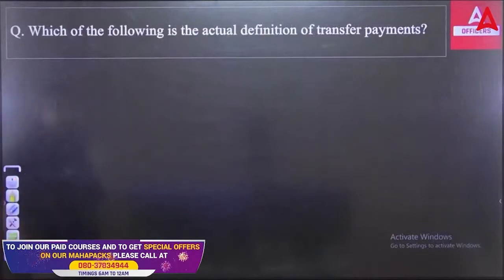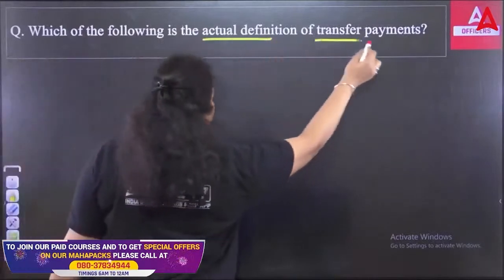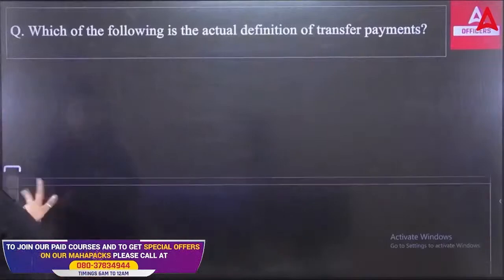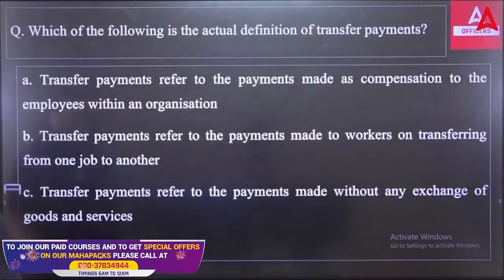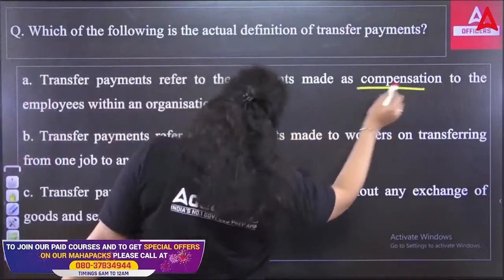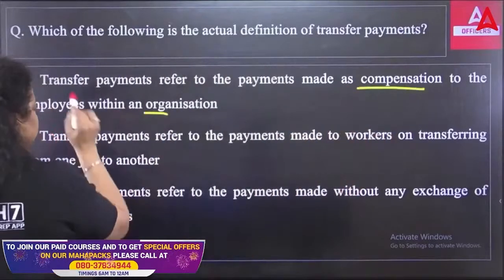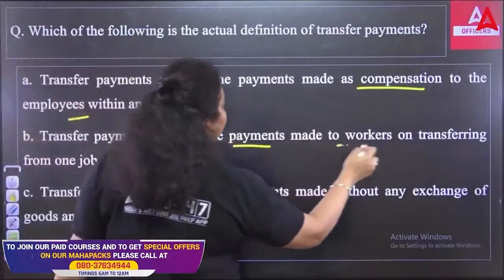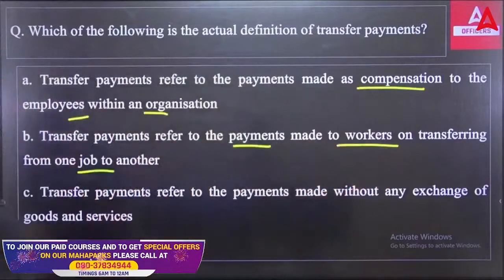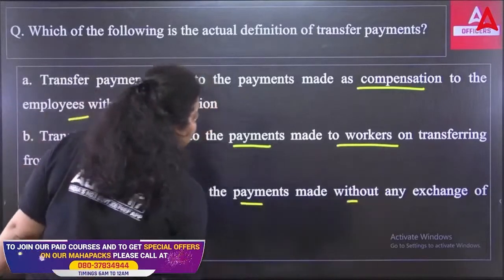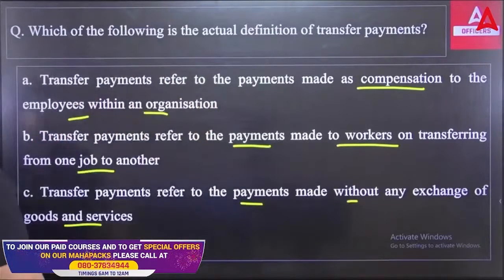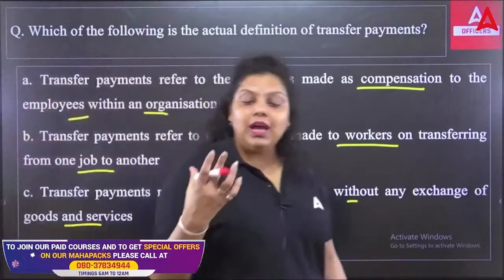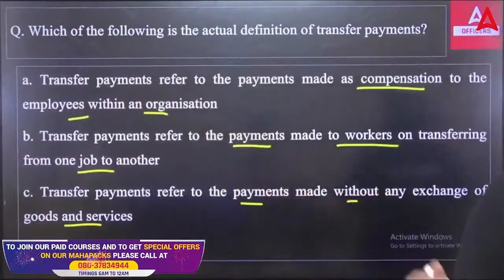Okay, now which of the following is the actual definition of transfer payments? First, transfer payments refer to the payment made as compensation to the employees within an organization. Transfer payment refers to the payment made to workers transferring from one job to another. Then, transfer payments refer to the payment made without any exchange of goods and services, or none of the above. So what do you think? What is the actual definition of transfer payments?